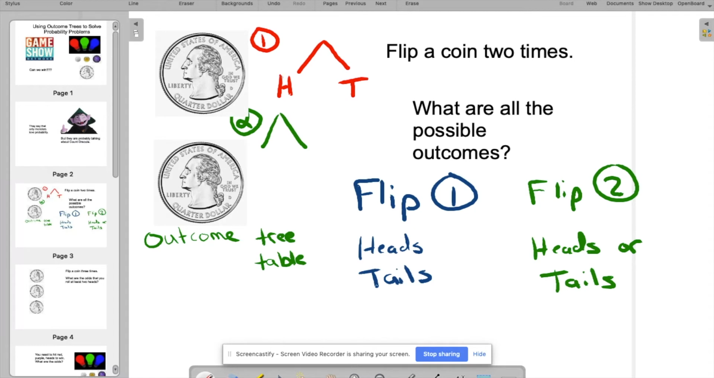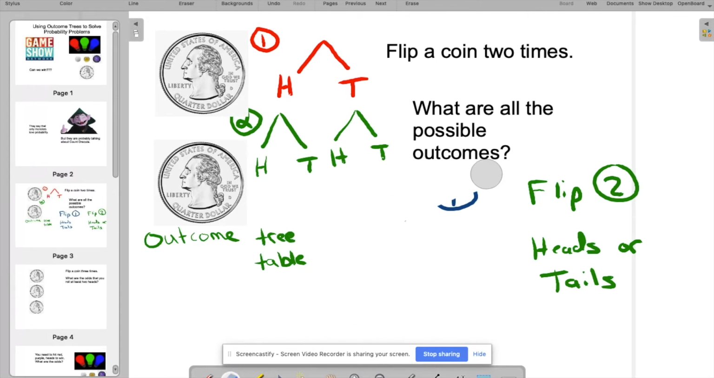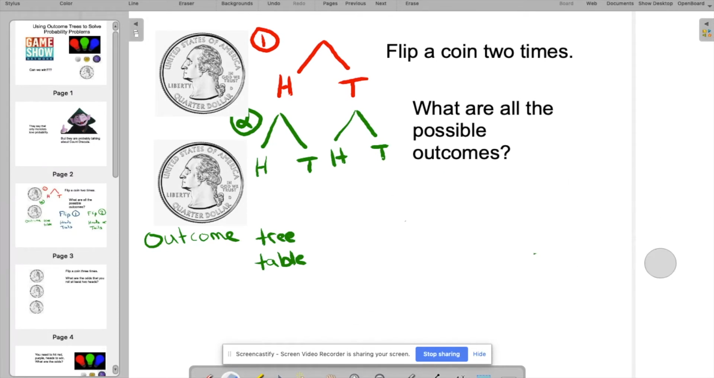And then for this first heads, we have heads and tails again, and over on this tails, we have heads and then we have tails again as well. So that is the outcome tree that we're creating for this problem.